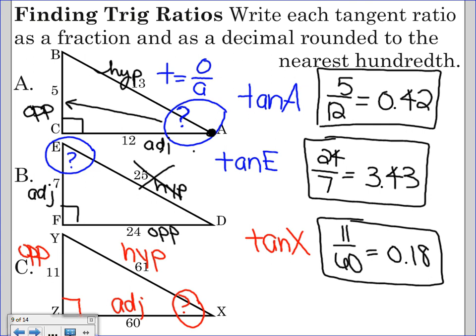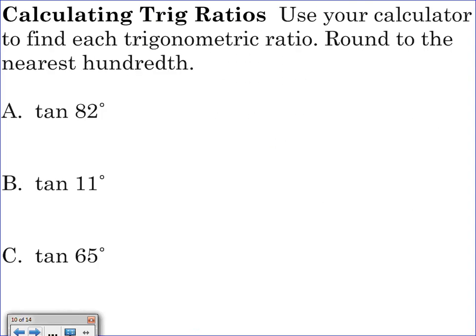Okay, too difficult so far? No. Okay, now I'm going to blow your minds and make this even easier. What we see up on the board, calculating trig ratios. Use your calculator to find each trig ratio. Round your answer to the nearest hundredth, so 2 decimal places. Plug into your calculator tangent 82.